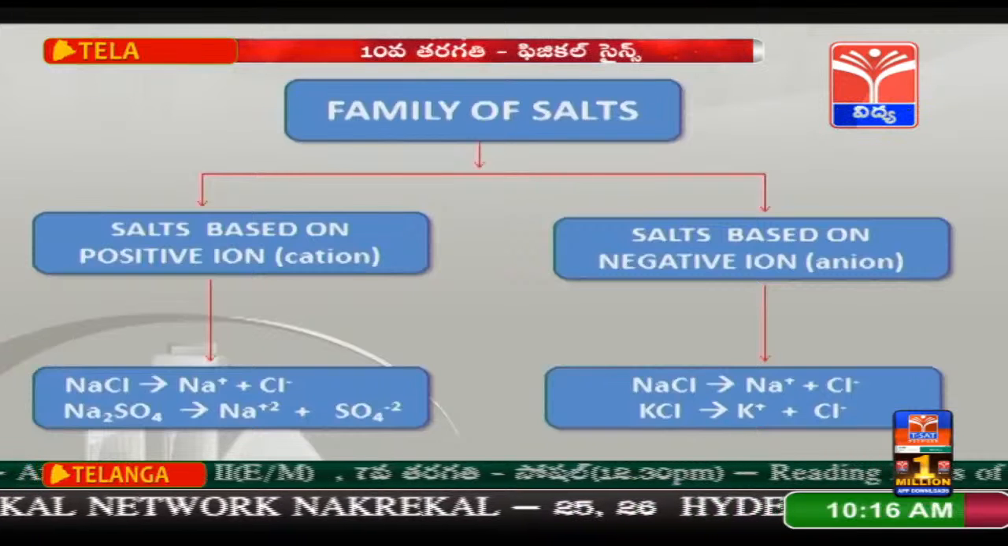Therefore, this salt is categorized as a chloride salt or anionic salt. Like this, we categorize the salts into their families. There are many types of salts. The fundamental quality is based on their anion and cation, and based on these types of salts we name them.